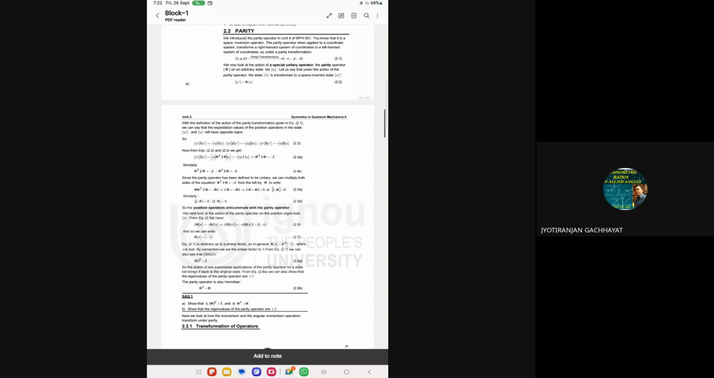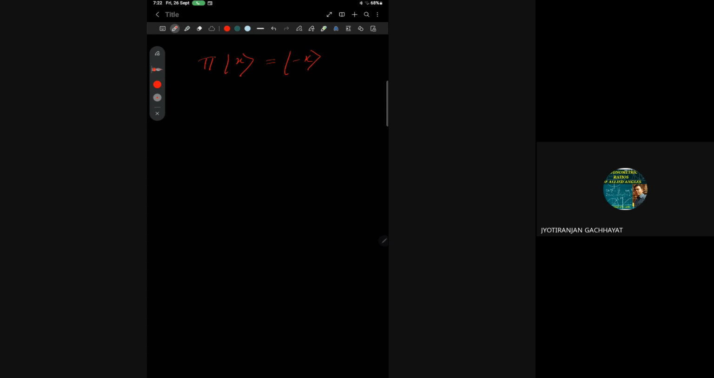Okay, if no more questions, then maybe I'll move over to the next part. So, what we understand is if parity operates on state, then it goes to minus x. Or basically, what parity does is it takes xyz to minus x, minus y, minus z position.